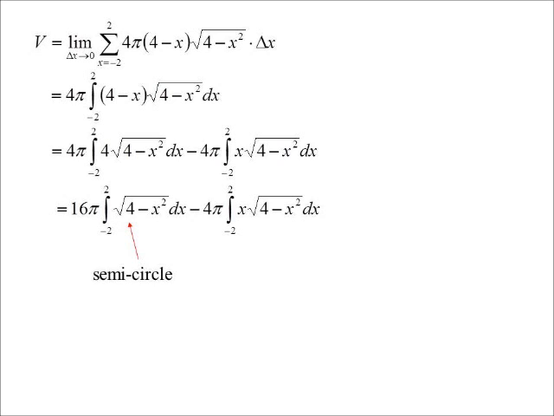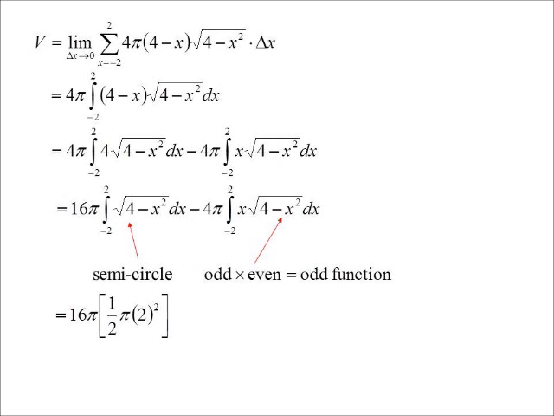I can use my formula for the area of a circle. Okay, so there's my semicircle. Now, so 16 pi, half of pi r squared. Now have a look at the other one. In this nice question, we're going symmetry from minus 2 to 2. X is an odd function. The square root of 4 minus x squared is an even function. Odd times even is odd. Integrate an odd function around symmetry, that's just equal to 0.